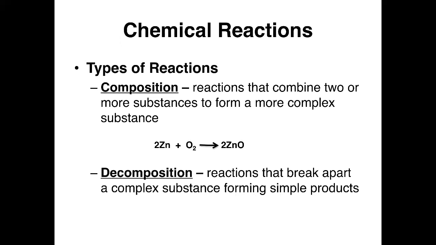The opposite of that is the decomposition reaction, where a complex substance is broken apart to form simpler products. And here's an example of that. This is potassium perchlorate. Actually, this occurs when you apply heat to that. It breaks apart to form potassium chloride and two oxygen molecules.